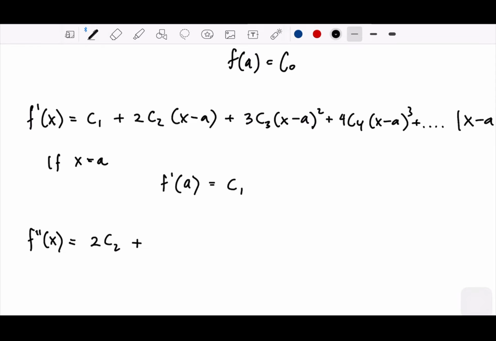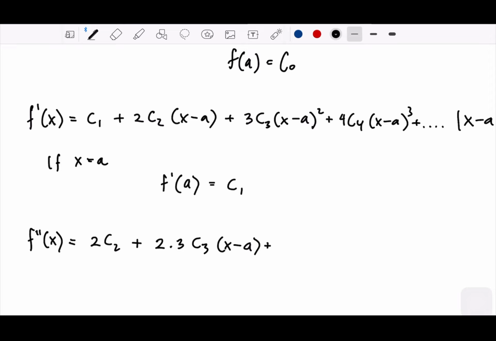Now, the second derivative: 2C2 stays as 2C2, and the x minus a term becomes 0, because the linear x becomes just a constant. And for 3C3, this is squared, and then we can take the derivative, 2 multiplied by 3. It should be 6, but let me write 2 multiplied by 3, C3, x minus a.